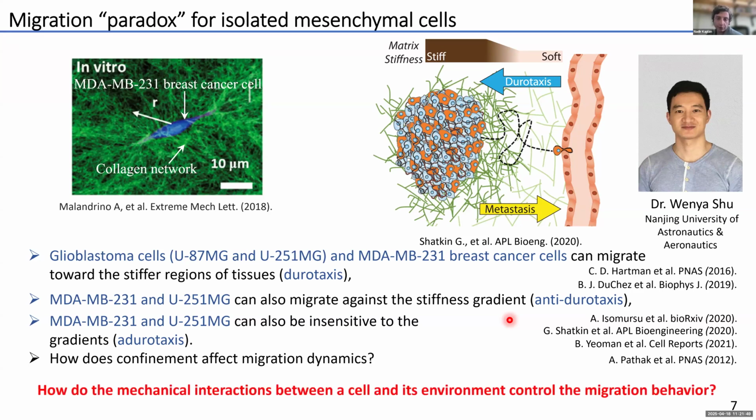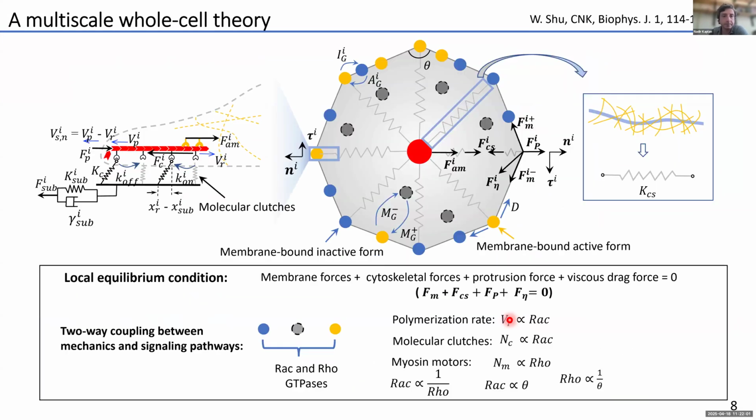So with that, the overarching question that I want to at least address partly here would be: how do the mechanical interactions between a cell and its environment control the migration behavior? So this slide has some math and schematics here, but I will try to simplify it for you.